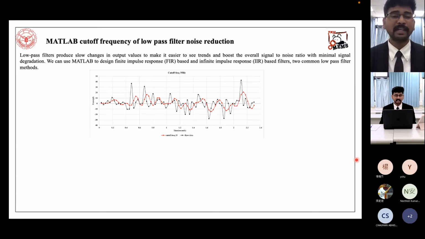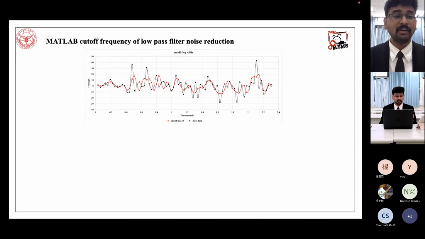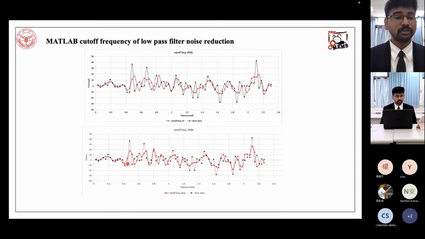We get a standard cutoff frequency using the formula, but later we need to do some trial and error around the value obtained from the calculation. I started with a cutoff frequency of 35, then 40, and later moved to 45 and 50. At the final cutoff frequency of 50, there is a slight match between my raw data and my signal processed data.